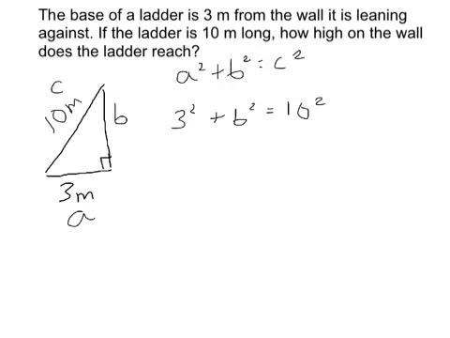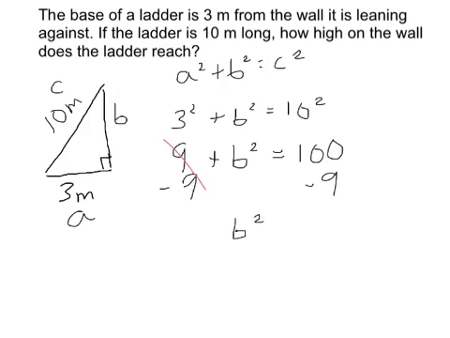Alright, 3 squared is 9 plus b squared, which we still don't know, equals 10 squared, which is 100. Now we want b on its own, so we're going to subtract 9 from this side, and 9 from that side. Those 9s are going to cancel out, and I end up with b squared equals 91.